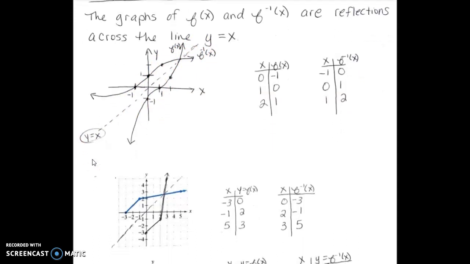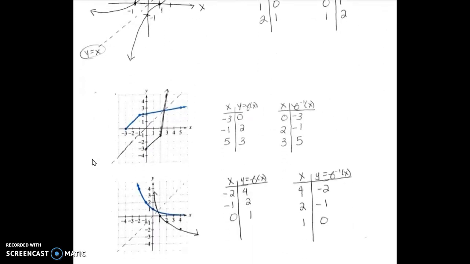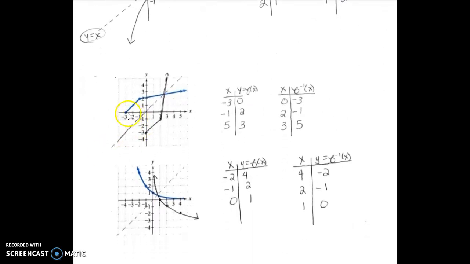So we're going to try two examples of, if we're given a function f, can we graph its inverse using that procedure? So here the graph in blue is given as f. So we're going to start by writing down the ordered pairs on this given graph. So (-3, 0), (-1, 2), and then this point here is at (5, 3).